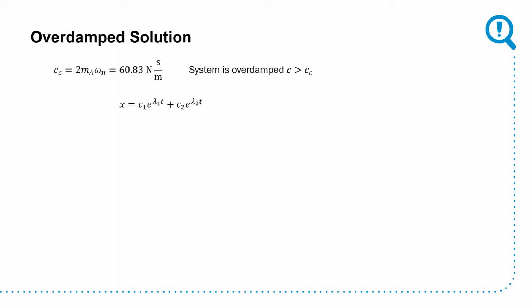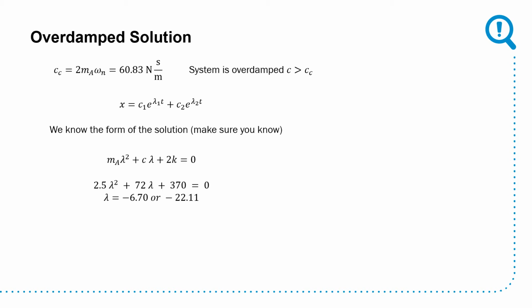The system is overdamped, and we know the form of the solution, and I know it, but make sure you know it: m lambda squared plus c lambda plus k is equal to 0. So substituting in terms, putting all that together, I get lambda is equal to either minus 6.7 or minus 22.11.